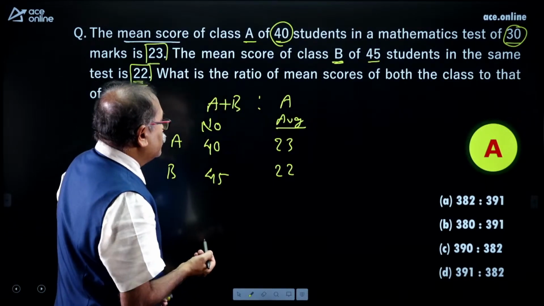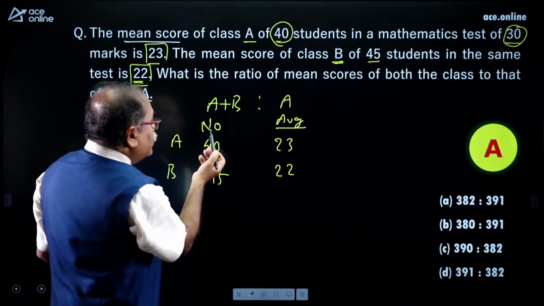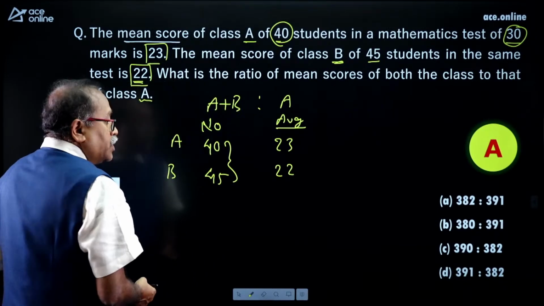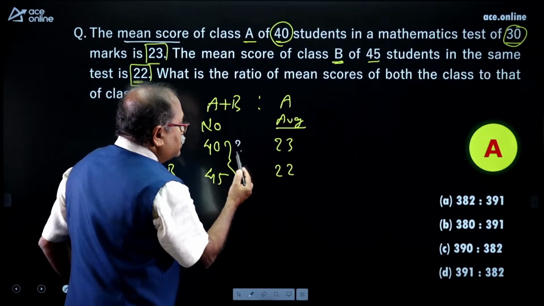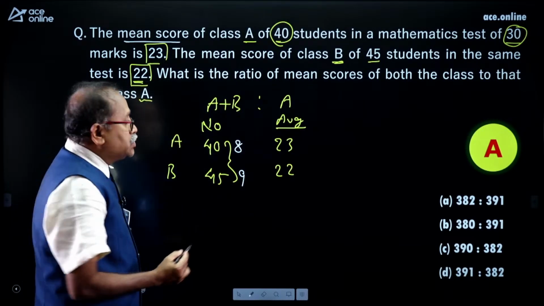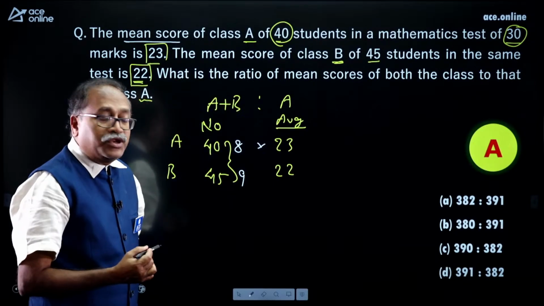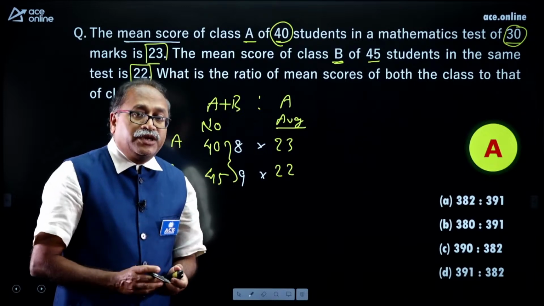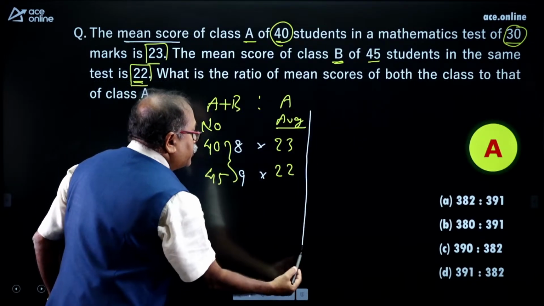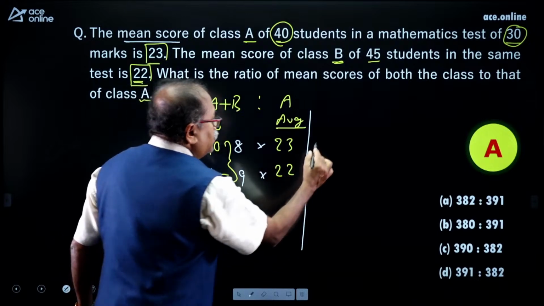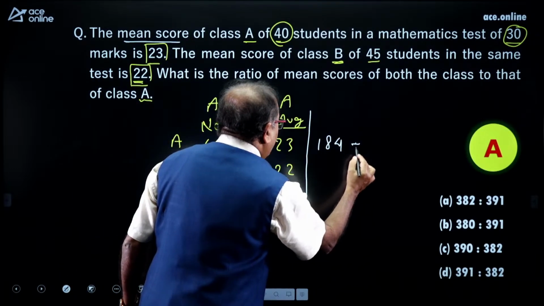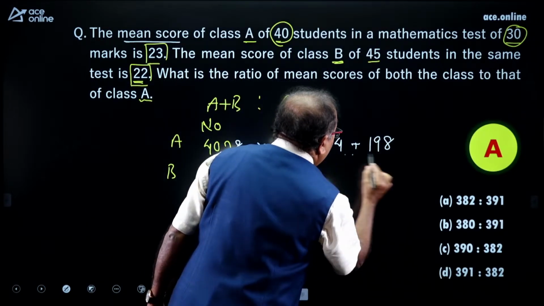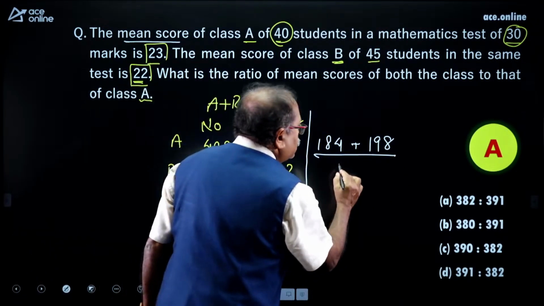Now, we will find out the mean. So here it is number. So can I take the ratio of this number? What is the ratio of this number? This is 8 and this is 9. So 8 into 23 plus 9 into 22, divided by 8 plus 9 which is 17. So let's do that part. Here it is 8 into 23, I get 184, plus 9 into 22 which I get 198, divided by 8 plus 9 which is 17.